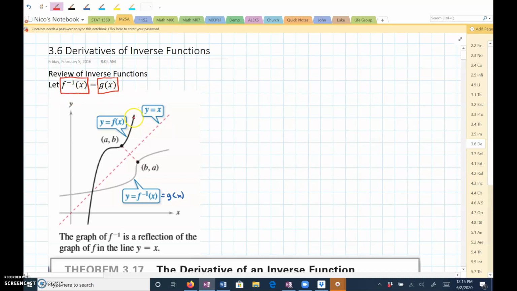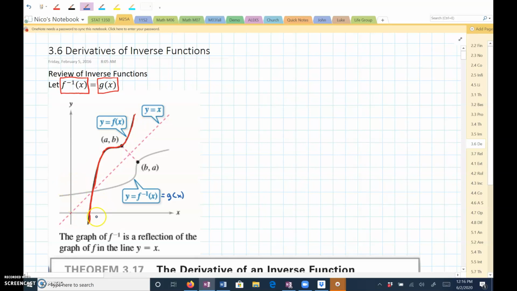Okay, so if we have f of x right here, a function will only have an inverse if it is 1-to-1. And the only way that a function will be 1-to-1 is if it passes the horizontal line test, which means if you draw a horizontal line anywhere through the function, it should only intersect that function once. If it intersects the function more than once, then it's not 1-to-1 and it doesn't have an inverse.